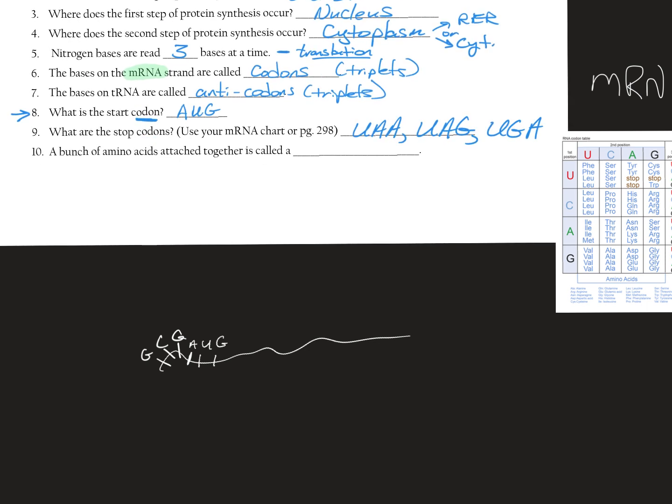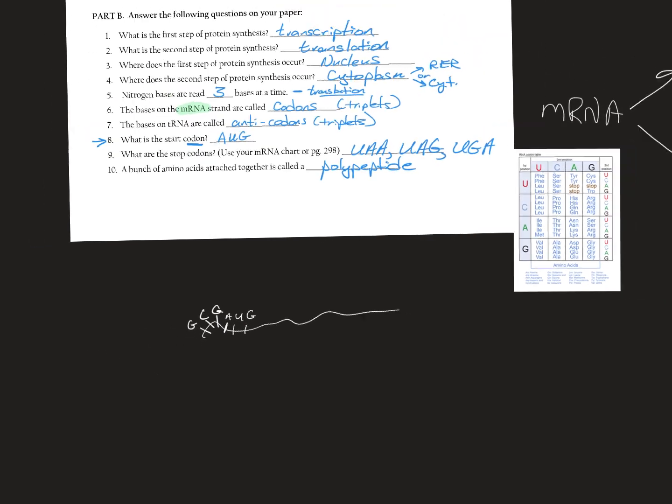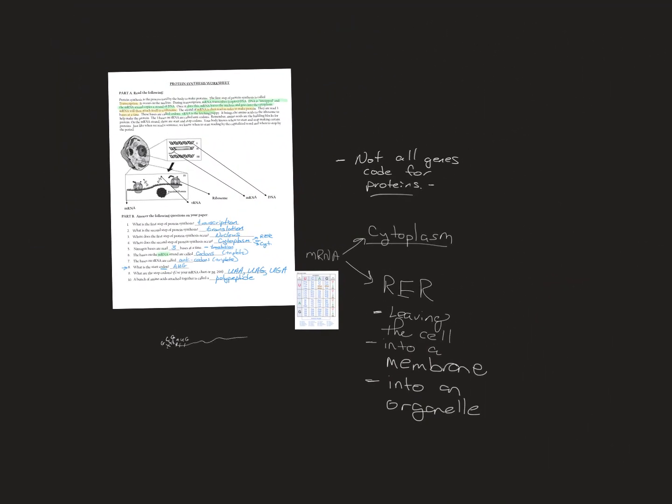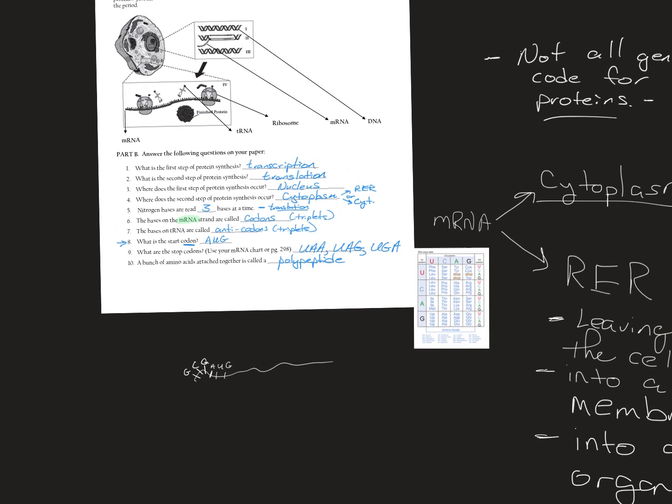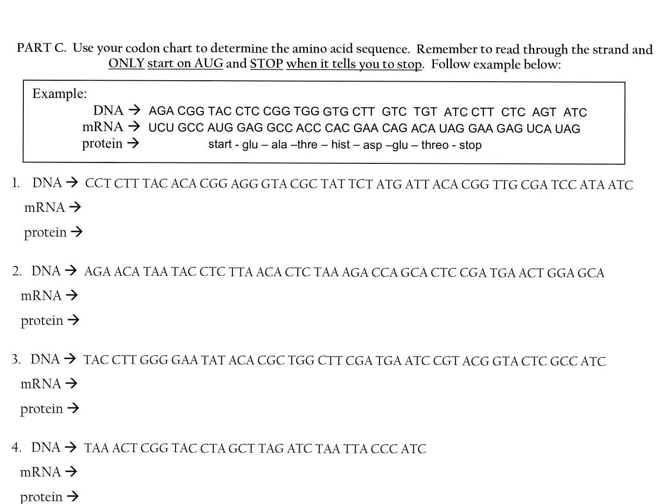A bunch of amino acids attached together is called a what? Well, yes and no. It's called a polypeptide. If you put proteins, it would not be wrong. A protein can be one single polypeptide, but a protein can be multiple polypeptides. Is that clear? But it's certainly a polypeptide. So it would not necessarily be wrong. I wouldn't mark it.